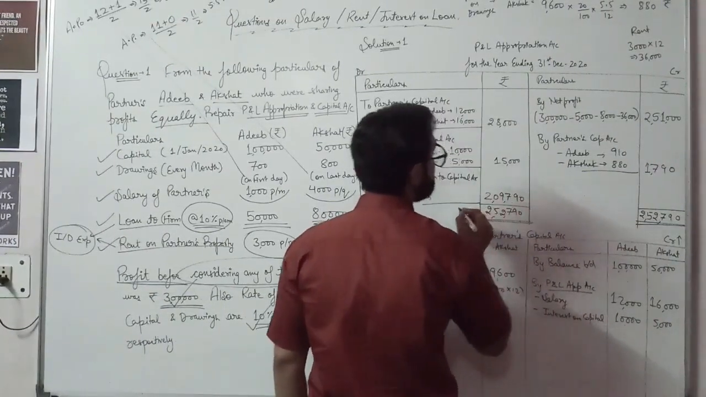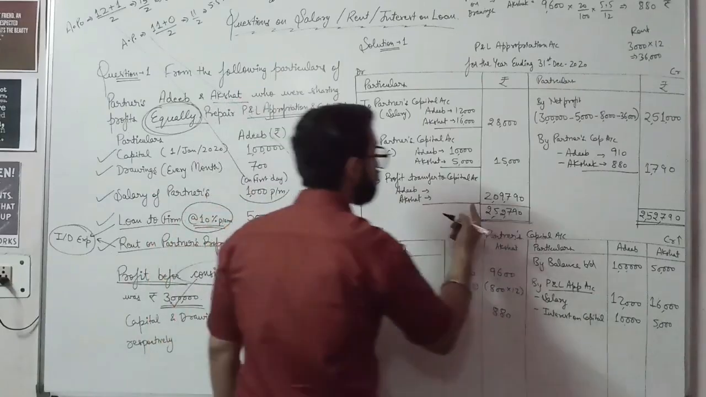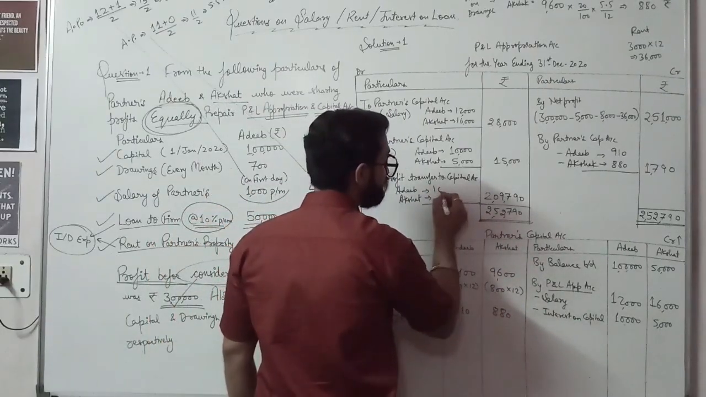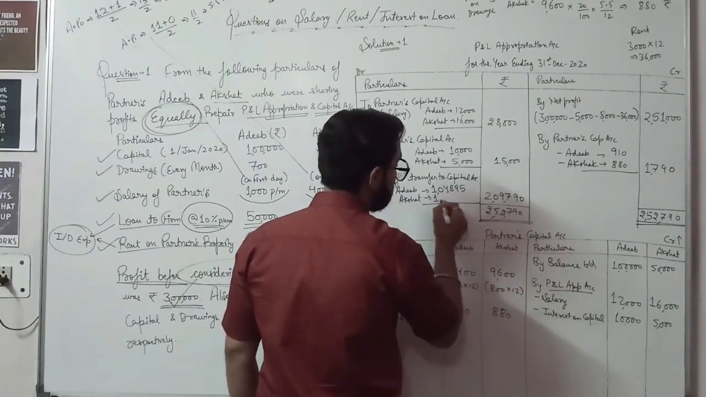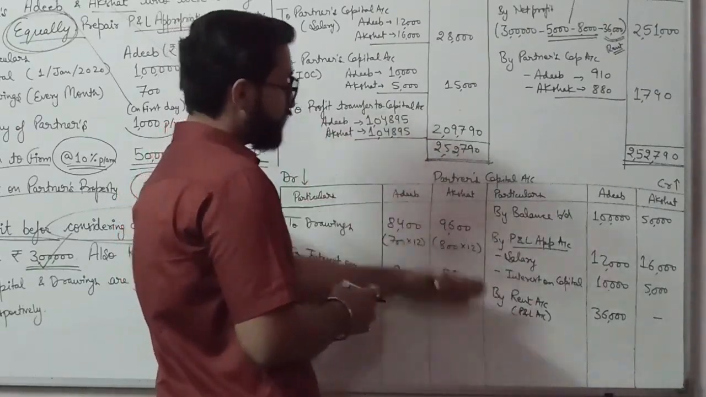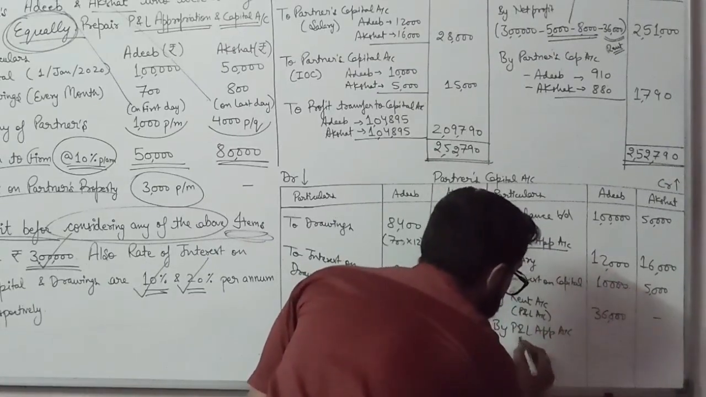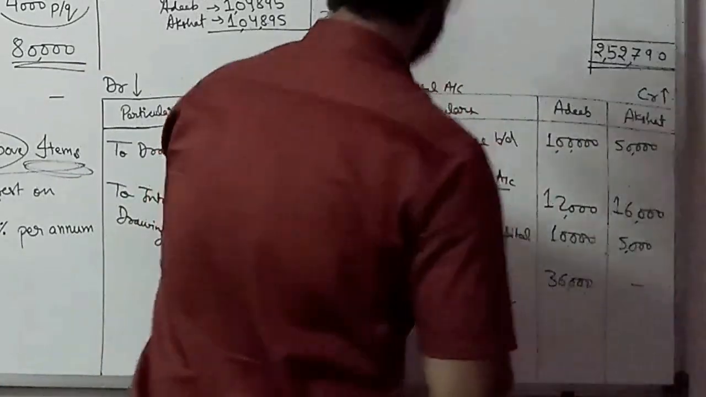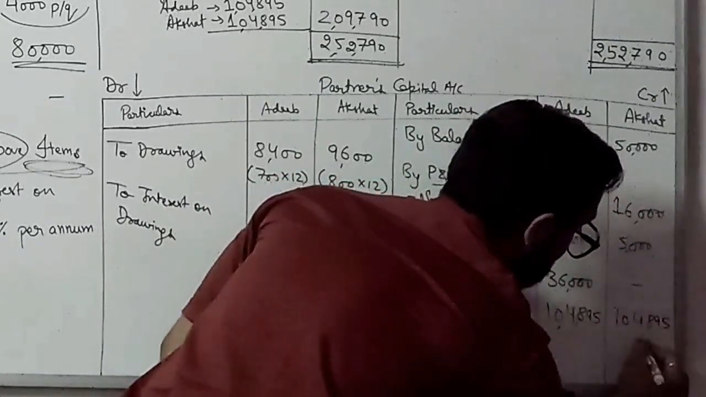Now after calculation, 209,790. Now it will be distributed equally amongst the partners. So divide by 2. 2 ones are 2, 2 zeros are 0, 2 fours are 8, 2 8s are 16, 2 9s are 18, and 2 5s are 10. Therefore, 1,04,895 to both the partners. Now these profits will be transferred to partners' capital account by P&L appropriation account. Profits are 1,04,895 rupees.